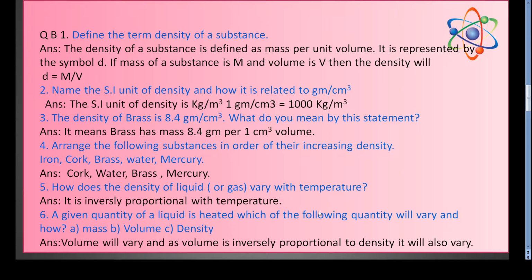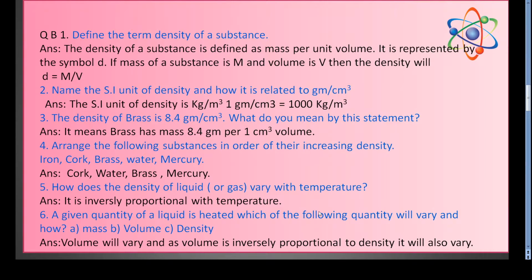Question number 4: Arrange the following substances in order of their increasing density: iron, cork, brass, water, mercury. Over here cork has the least density, so first cork, then water, which is around 1 gram per centimeter cube, then we have brass, and then we have mercury. Mercury has the highest density, 13.6 gram per centimeter cube.